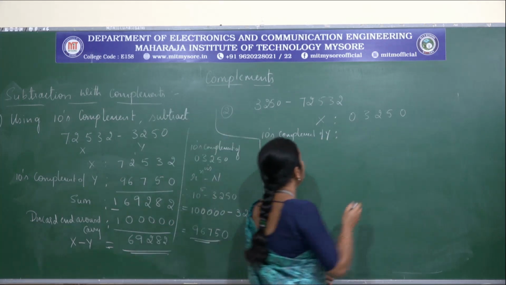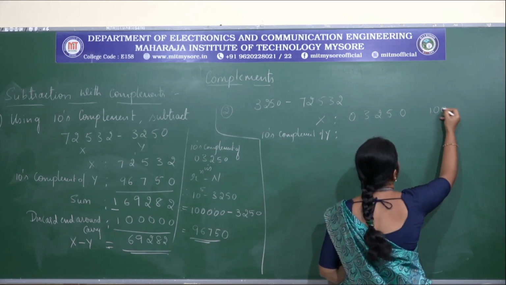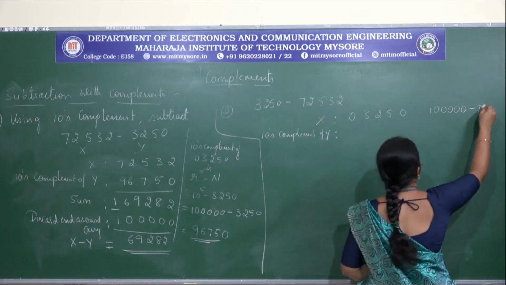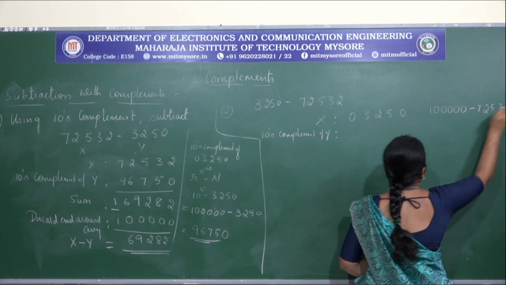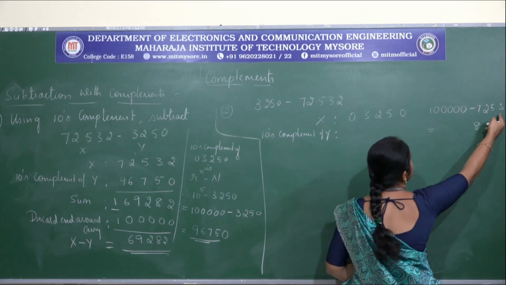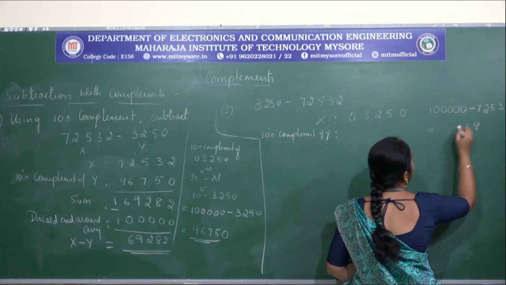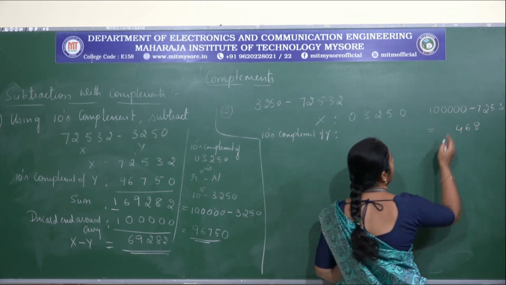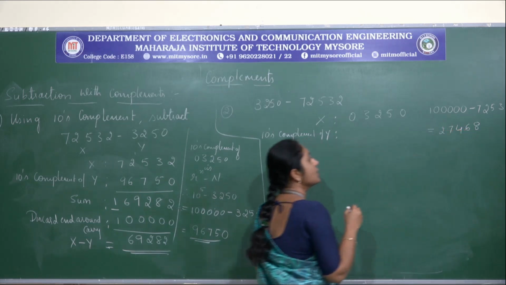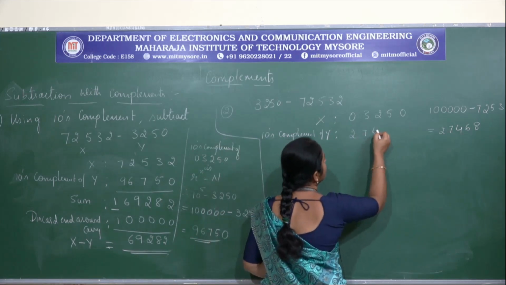What is the tens complement of this? We have 5 digits, so 100000 minus 72532. What is the answer? 10 minus 2 is 8. Next we have 9 minus 3, which is 6. Next we have 9 minus 5. Next we have 9 minus 2, which is 7. So 27,468. Let us write it here.